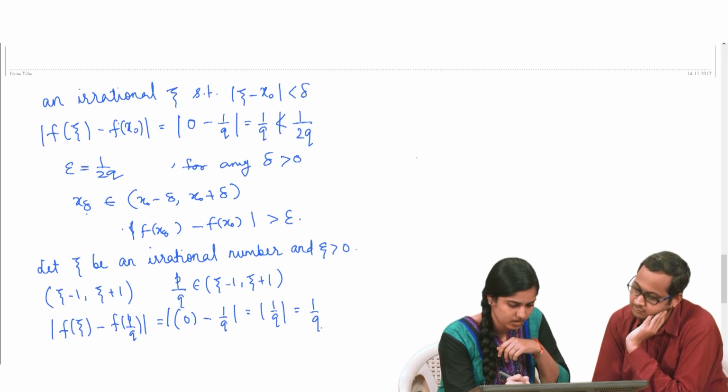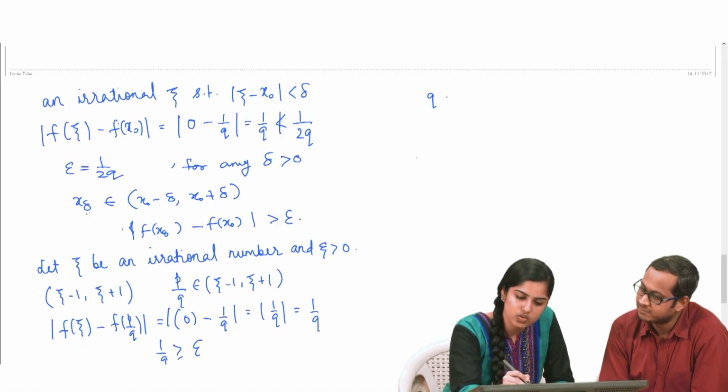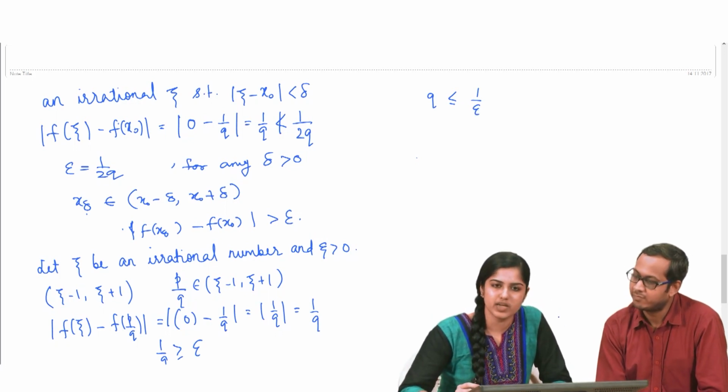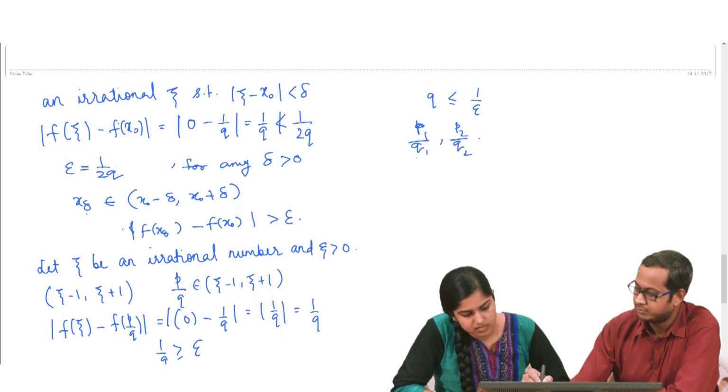So the question now is, how many such rational numbers p by q are there in this neighborhood xi minus 1 to xi plus 1 with 1 by q greater than or equal to epsilon? Is the question clear? Yes. This means that q is less than or equal to 1 by epsilon. I think there should be only finitely many rational numbers satisfying this. So let us call them P1 by Q1, P2 by Q2, up to say Pk by Qk.